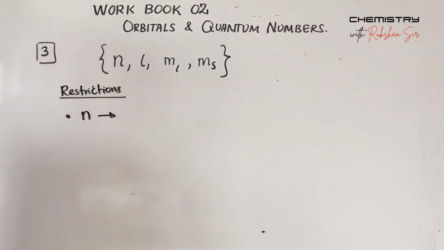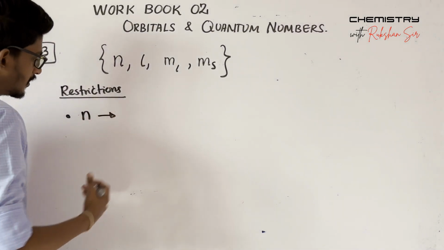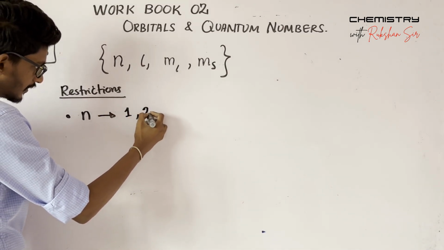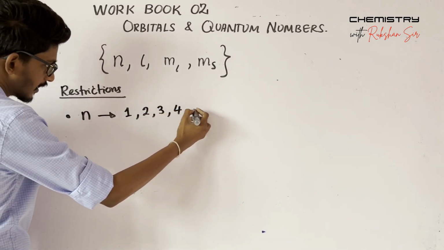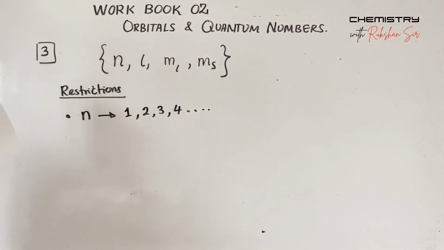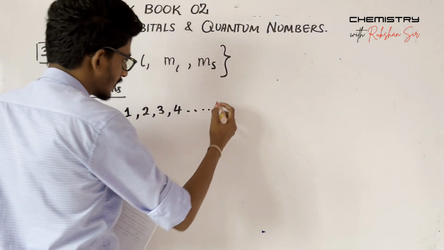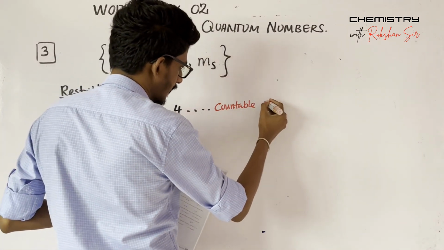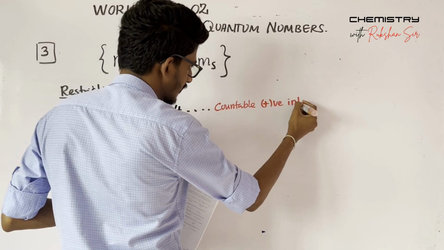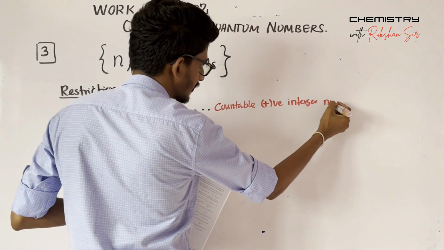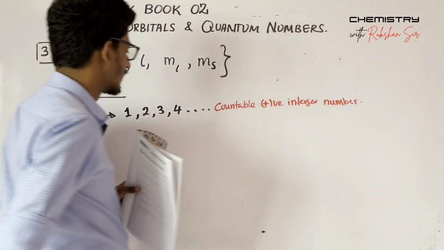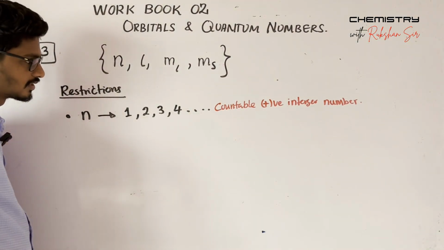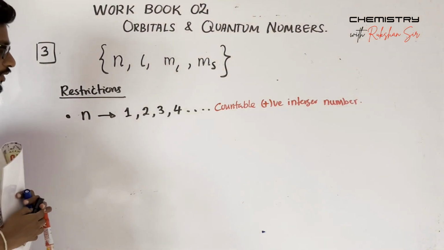n can have only positive integers, only countable numbers. You can't have 0, only countable numbers: 1, 2, 3, 4, like that. You can't have half values with n. The principal energy levels are first energy level, second energy level, third level, like that. So there should be countable positive integer numbers.